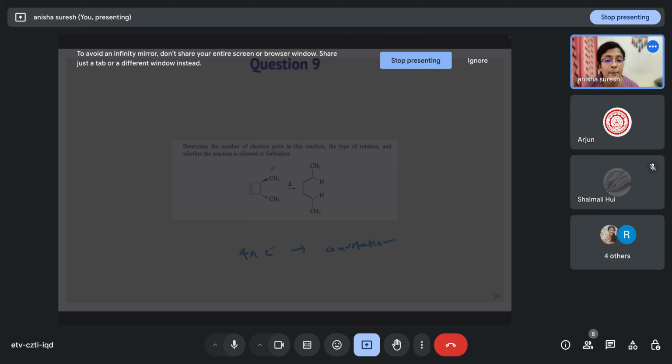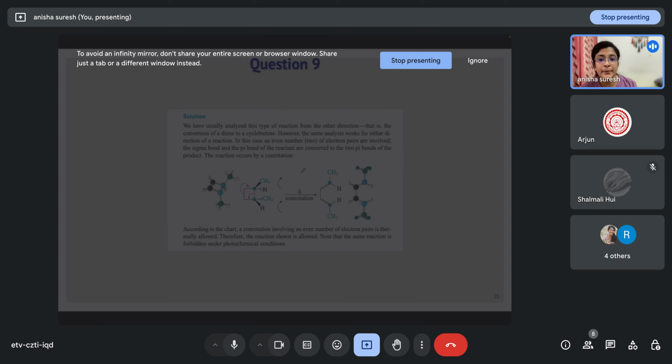So here, if we are doing conrotation, the above one will go outside and the hydrogen will be down, going inside, so methyl will be coming outside. So this is an allowed process. So this was a descriptive mode of question. So the explanation is given here.